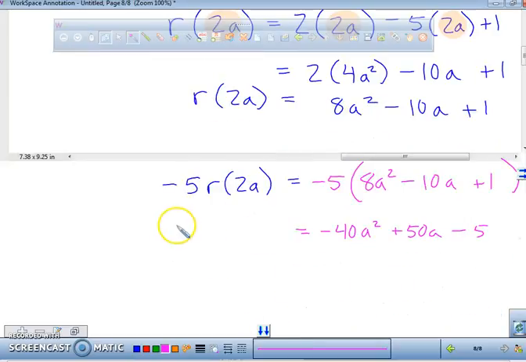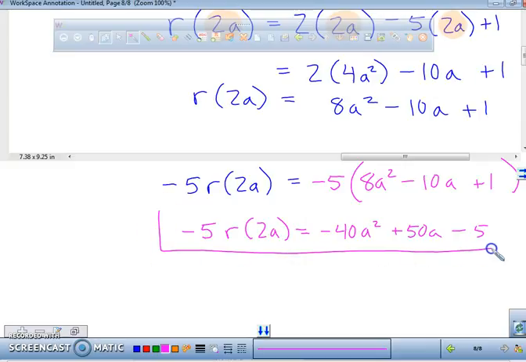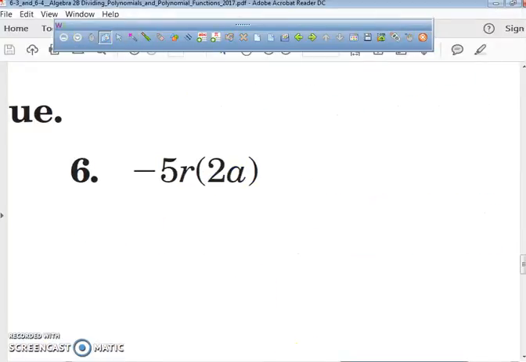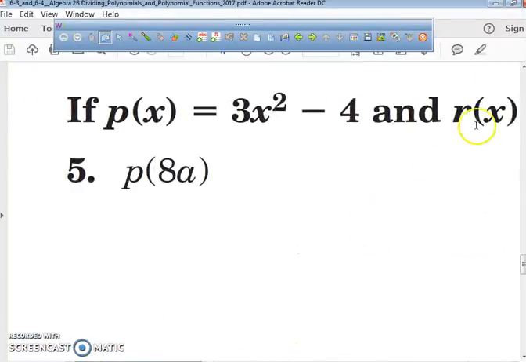So what I'd like you guys to write in your journal is that negative 5 r of 2a is equal to negative 40a squared plus 50a minus 5. This is your final answer, everybody, for number 6. All right, we're going to go ahead and do problem number 7. Okay?